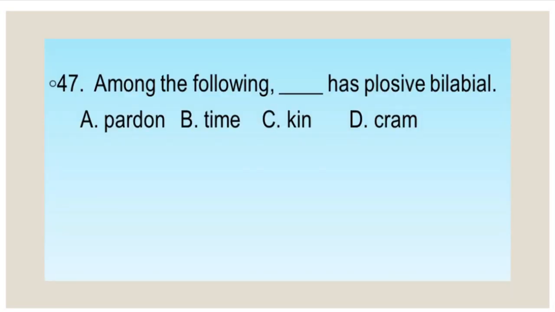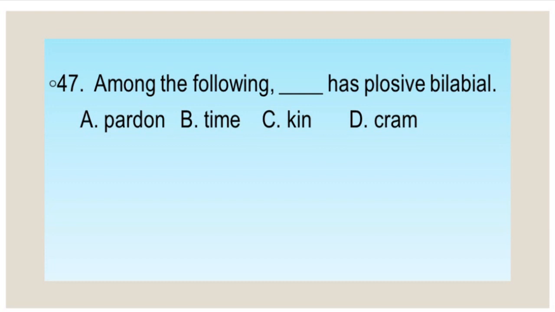47. Among the following, which has a plosive bilabial? What do we mean by plosive? A plosive sound is a stop sound, meaning the sound cannot be prolonged. When you are going to produce it again, you have to stop before you can produce it again. All the options there start with a plosive: in pardon, in time, in kin, in Quran. We are limited to the bilabial plosive. Bilabial. The lips become very active when we produce the sound.